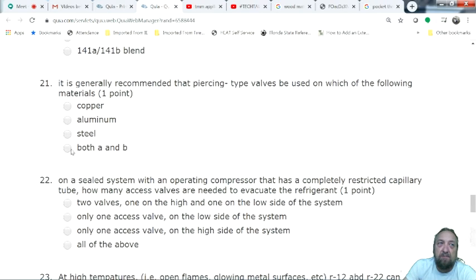Now, it's generally recommended that piercing type valves be used on which of the following materials? Copper. Both A and B, copper and aluminum. Most valves won't pierce through a steel pipe, which is usually a condenser.